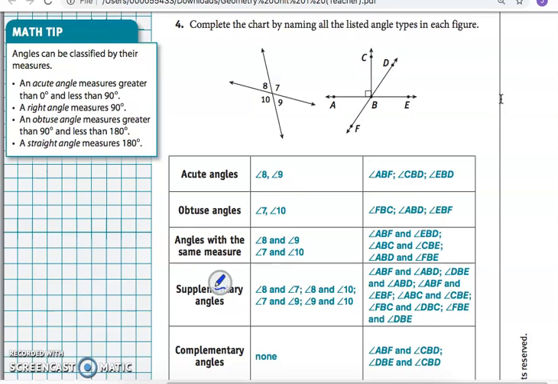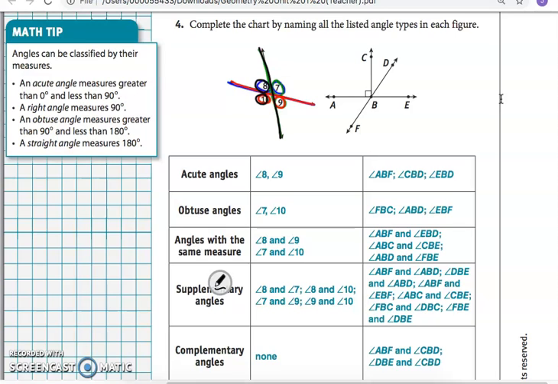We've got angle 8 and 7 are supplementary because they form this straight line. Then you've got angle 7 and 9 that are supplementary because they form this straight line. And then angle 9 and 10 are supplementary because they form this straight line. And angle 8 and 10 are supplementary because they form that straight line. So you've got all of those pairs of supplementary angles.